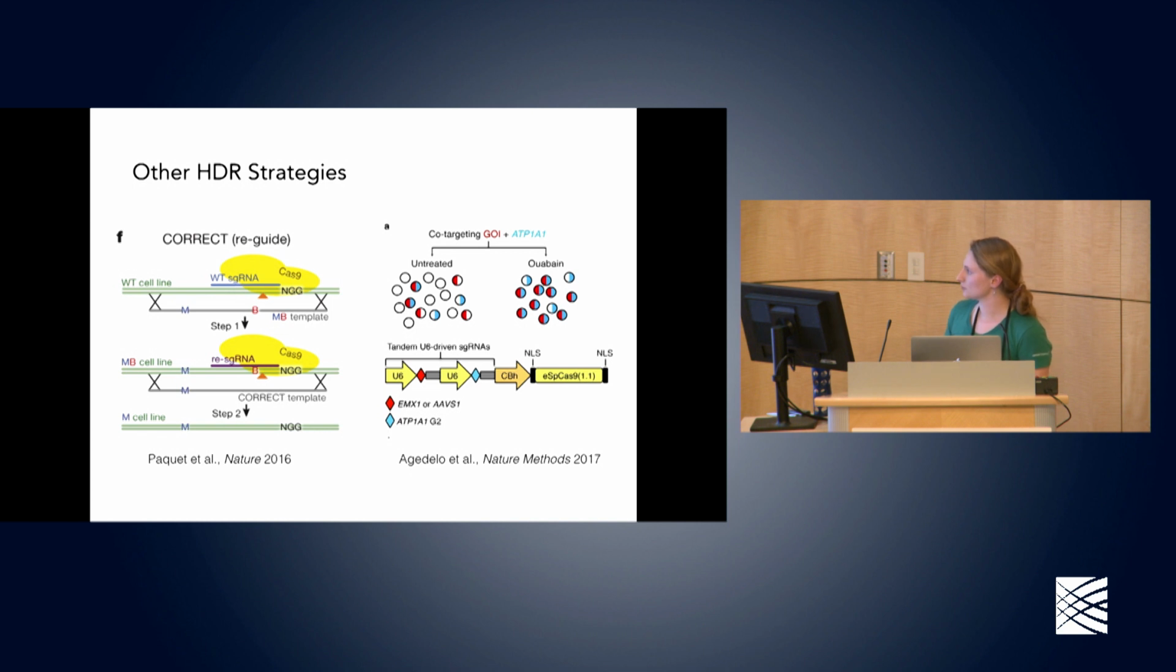Another interesting method described here is a co-selection strategy that allows you to enrich for cells that have undergone HDR. In this method, you target your gene of interest as well as the gene ATP1A1. Since HDR is often cell cycle dependent, if one gene undergoes HDR, it's likely that the other one may undergo HDR as well. And by targeting ATP1A1, this generates a dominant gain-of-function allele that is resistant to a drug. Therefore, you can use this to select for cells that have undergone HDR.